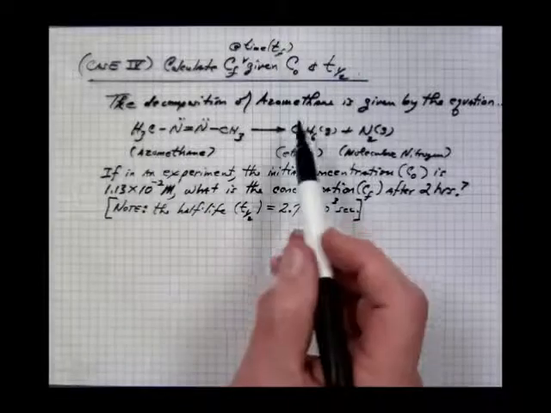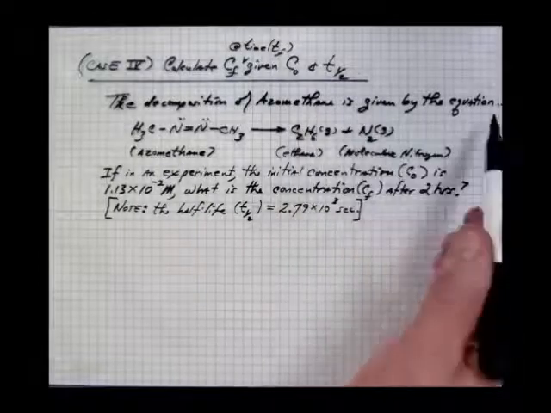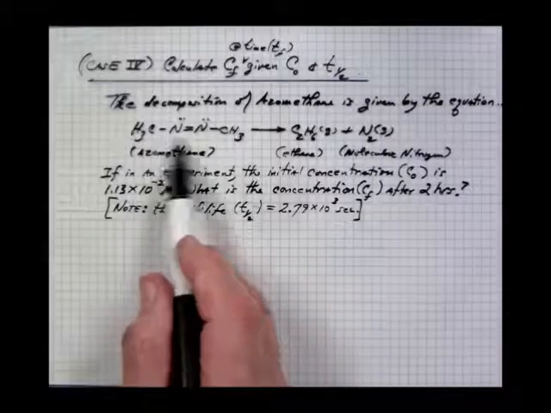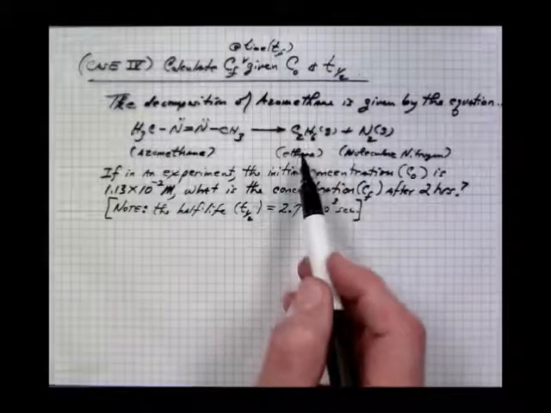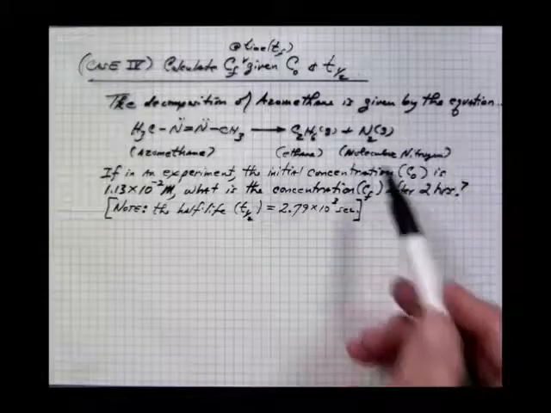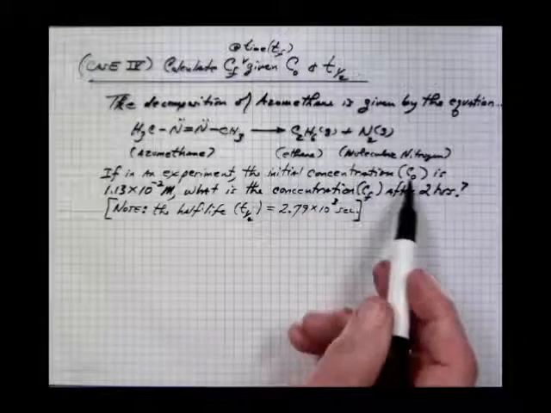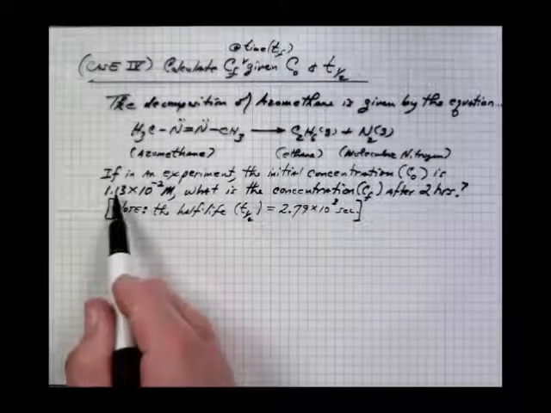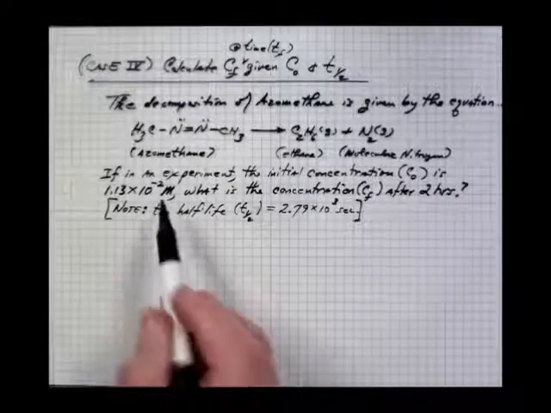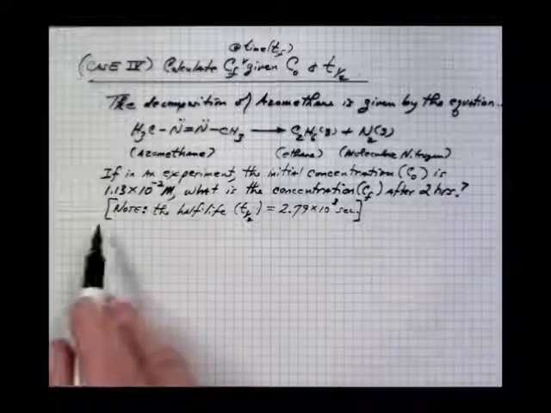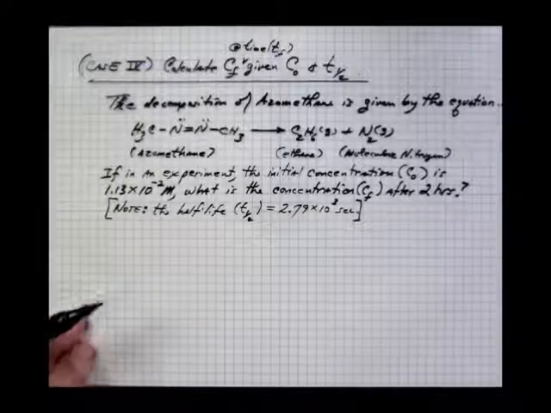The decomposition of azomethane is given by this equation. Here's the structural formula for azomethane, producing ethane and molecular nitrogen. If in an experiment the initial concentration is given to be 1.13 times 10 to the minus 2 mole per liter, or molar, what's the concentration after 2 hours? And you're given a half-life.